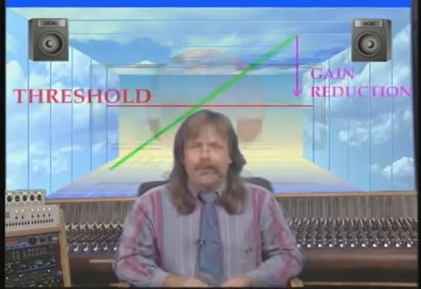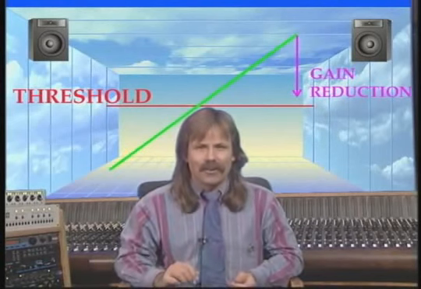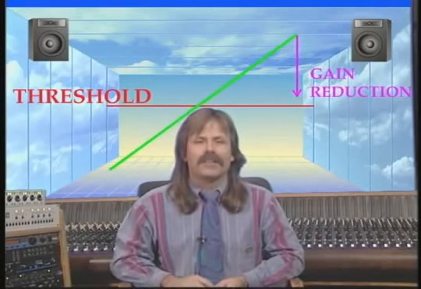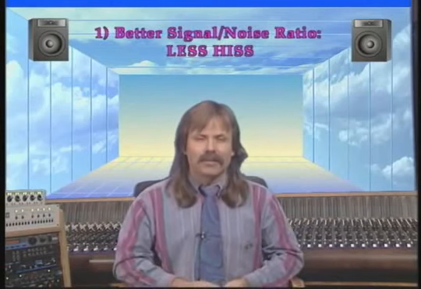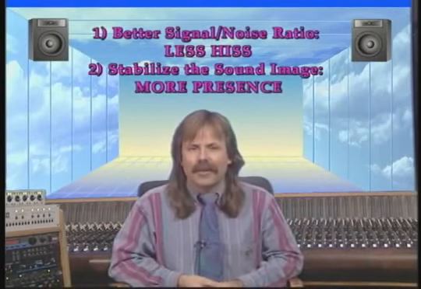Compressor limiters are volume functions. Their main purpose is to turn the volume down. Compressor limiters turn the volume down when the volume goes above a certain threshold. When the volume is below a certain threshold, the compressor limiter does nothing unless broken or cheap. The two main functions of a compressor limiter are: one, to get less noise on tape, a better signal-to-noise ratio. This is accomplished by compressing the signal on the way to the multitrack. And two, to stabilize the sound between the speakers.